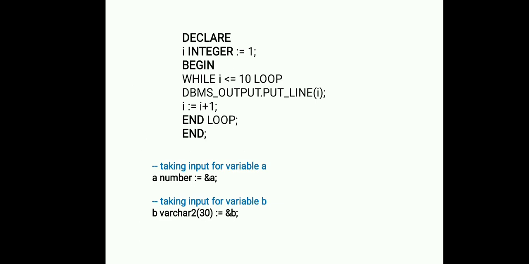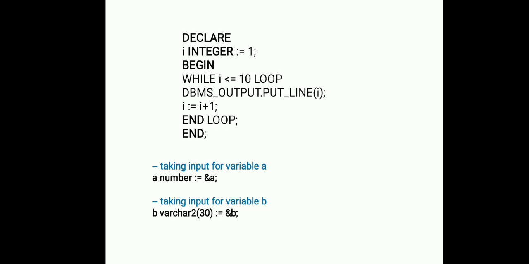One more example can be of using a while loop. So you can observe now the data type used is integer. The variable I is assigned 1. In the begin part, I have used the loop while. So while I is less than or equal to 10, the loop will continuously print the value of I. I have incremented the value of I. So whenever the condition becomes false, it will end the loop, and then it will end the PL/SQL program.